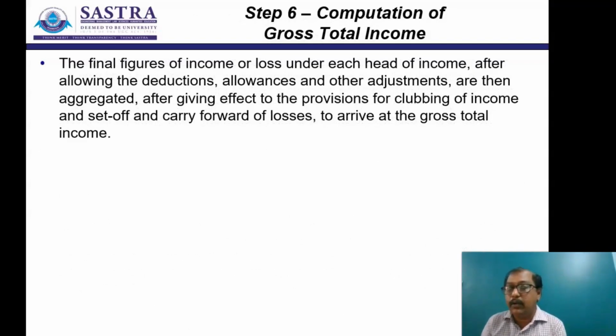After taking into account different heads, after deductions and exemptions under different heads, after clubbing, after setting off, after all the allowances and deductions, all these things are made, your total income is going to be arrived at, and that is going to be called the gross total income of an individual.